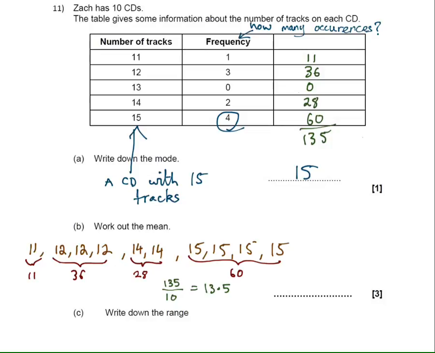And we need to divide by the number of CDs. Well, that's the frequency column. That's how many occurrences we have. And we have 10 CDs that we looked at. So that's what we need to divide by, not 5, because there are 5 rows.